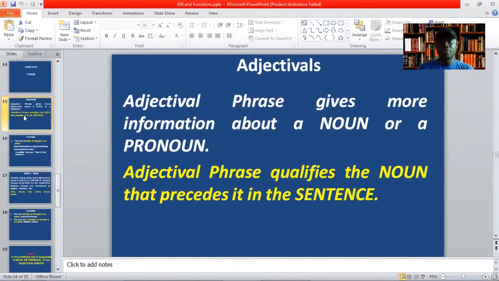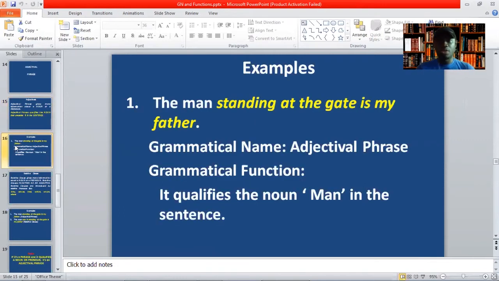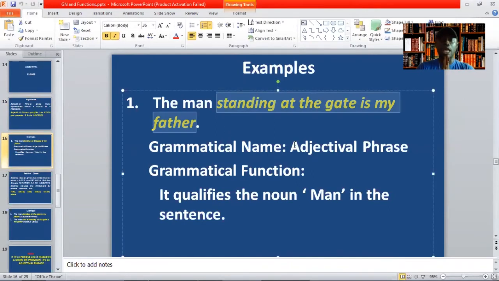An adjectival phrase gives you more information about a noun or a pronoun in a sentence. Adjectival phrase qualifies the noun that precedes it in a sentence. For example, the man standing at the gate is my father. Remember the words in italics. It's for you to determine if it's a phrase or a clause. Standing at the gate is my father. It's a phrase, okay? So you indicate it somewhere.